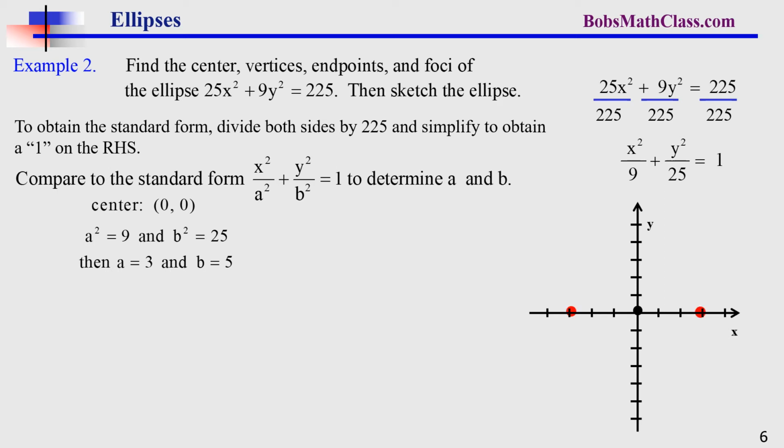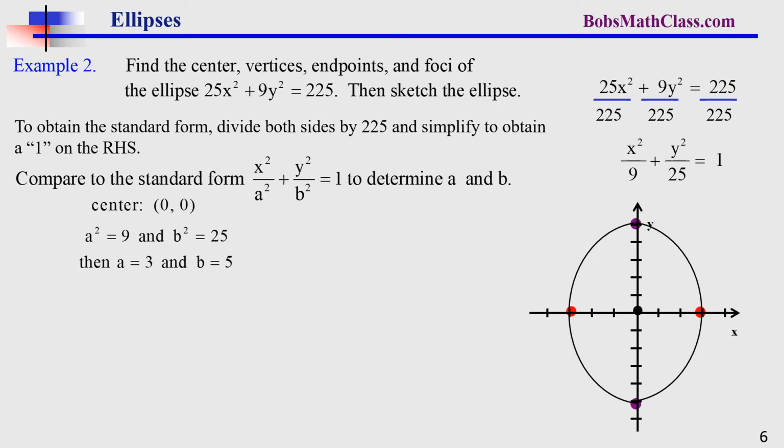Okay, so 3 left, 3 right, 5 up, 5 down. Then draw your ellipse. Notice that this one has its major axis on the y-axis. It goes farther up and down.